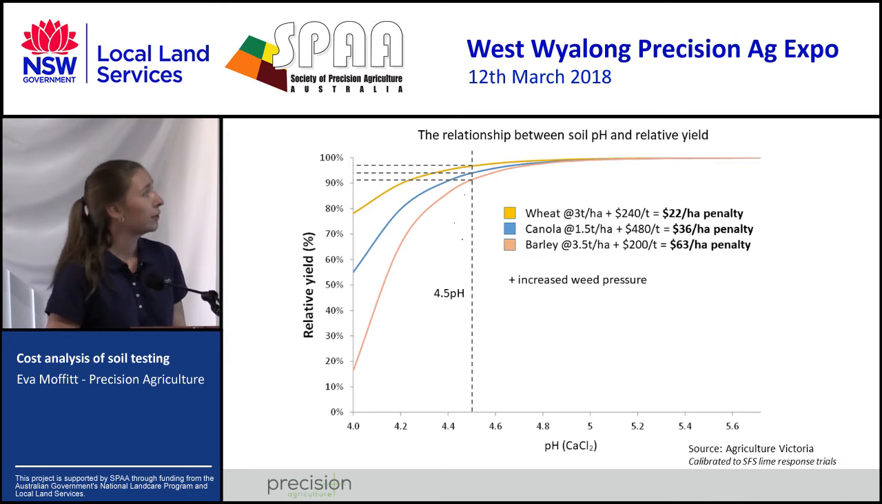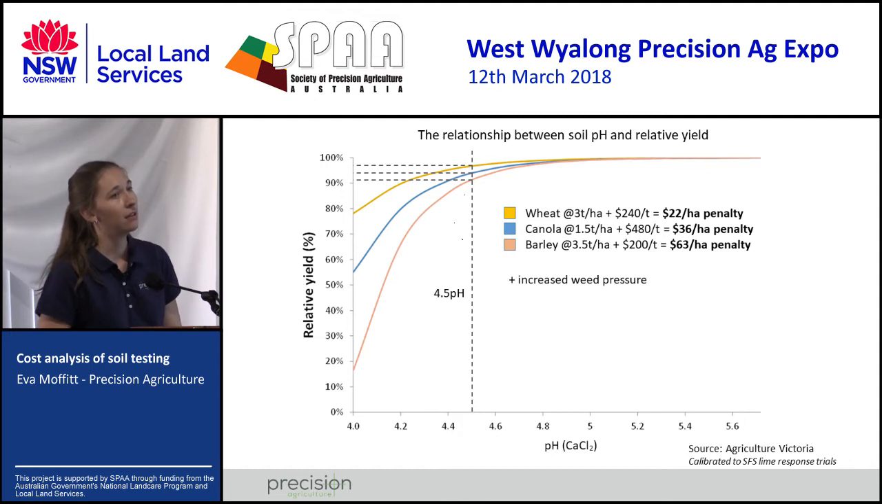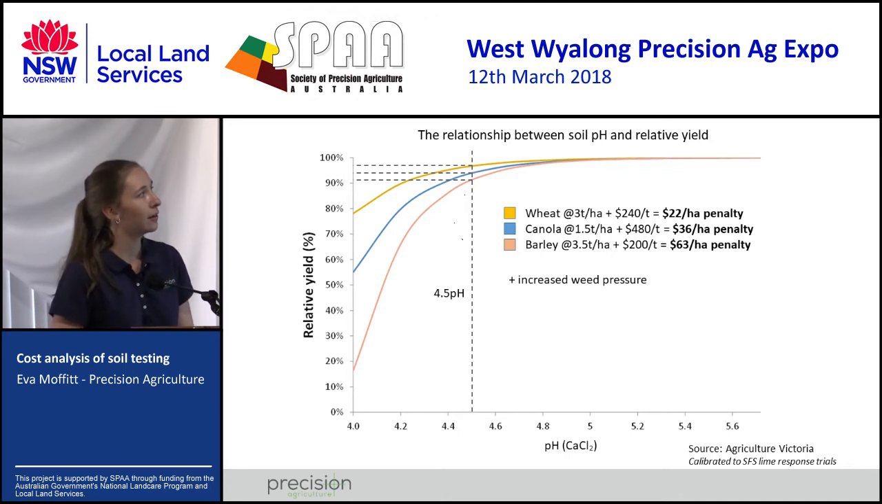And then also, which is a bit harder to quantify in dollar terms, is increased weed pressure. So if you've got areas where the crop's stressed and you've got weeds coming in, setting seed, then that's going to be causing you problems down the track that aren't apparent, particularly in that yield penalty.